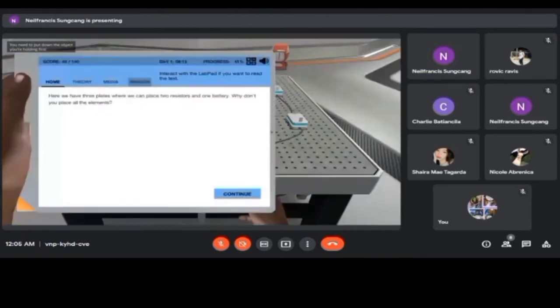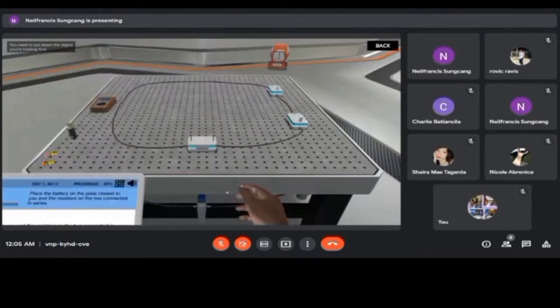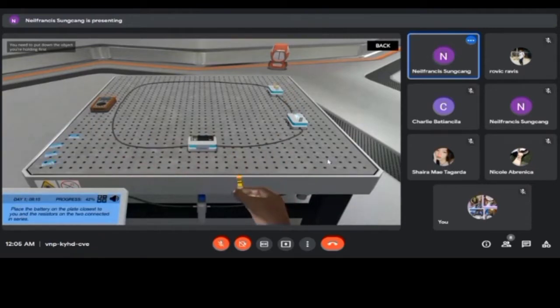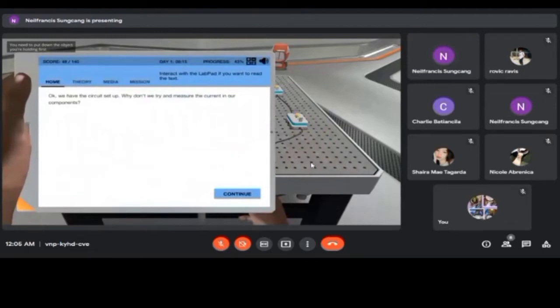Here we have 3 plates where we can place 2 resistors and 1 battery. Why don't you place all the elements? Place the battery on the plate closest to you and the resistors on the 2 connected in series. Okay, we have the circuit set up. Why don't we try and measure the current in our components?